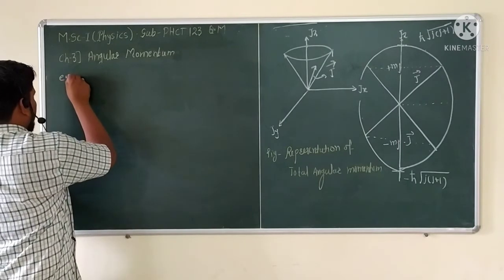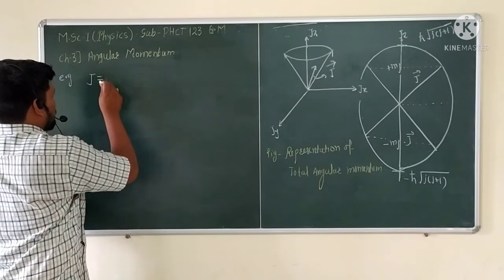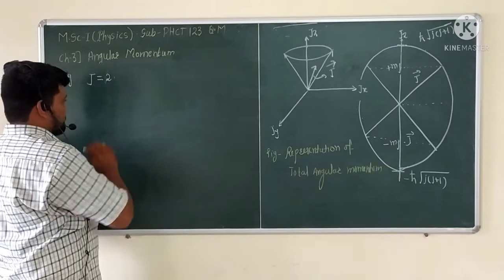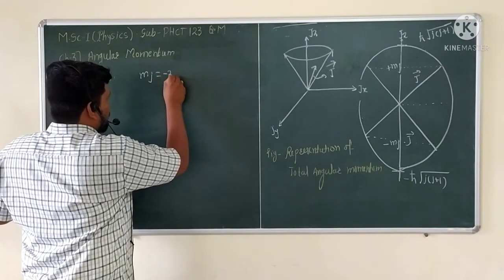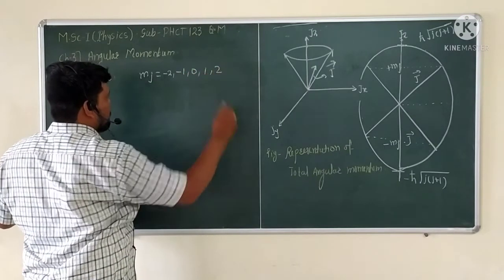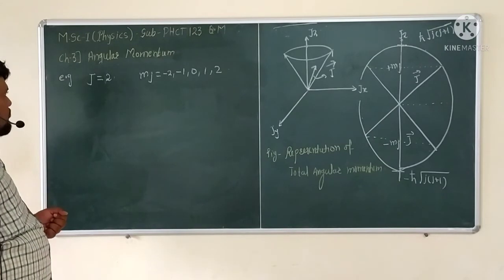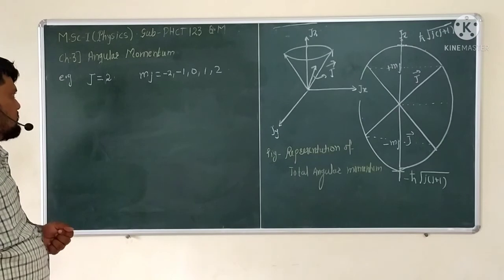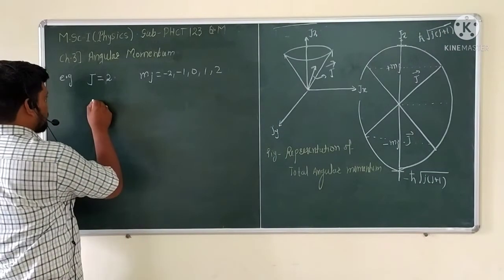2. This is the example, the total angular momentum j is equal to 2. What is j is equal to 2? If j is equal to 2, then your mj value is minus 2, minus 1, 0, plus 1 and plus 2, okay, this is the mj value. And if we calculate the magnitude of this, what is the magnitude value?